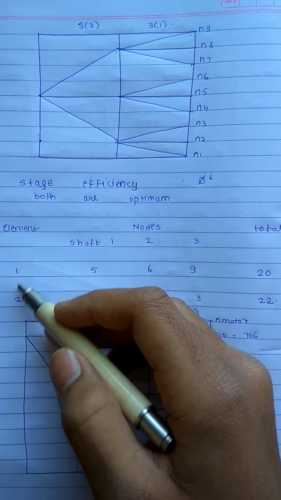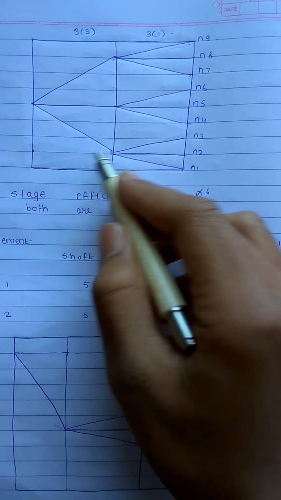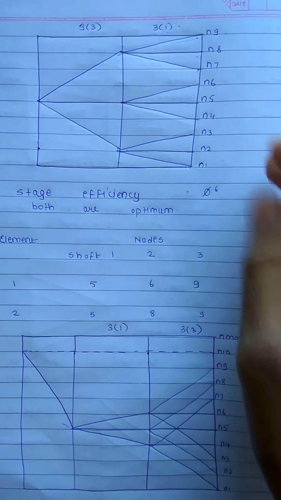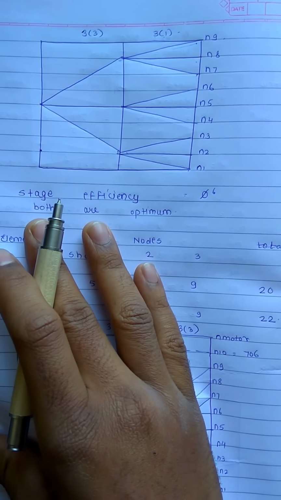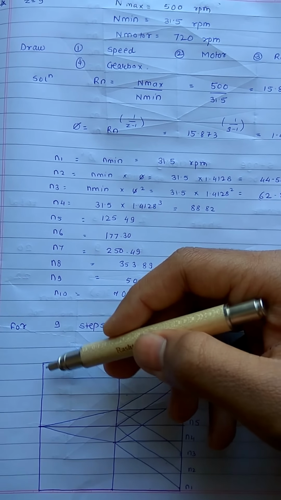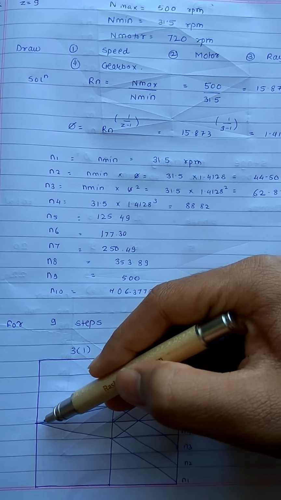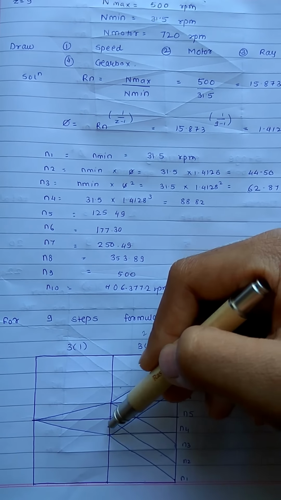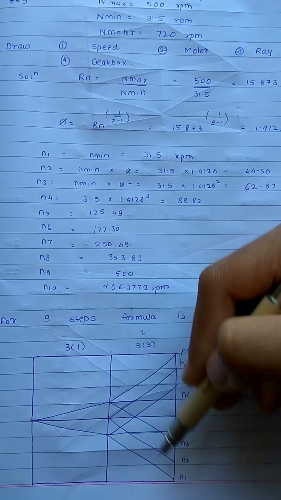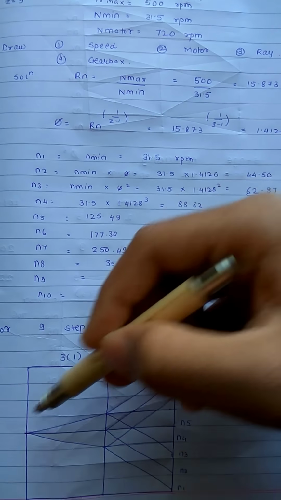I took element 1 and 2, that is first diagram, second diagram, shaft 1, shaft 2, shaft 3 and the total number of nodes. For shaft 1, let's see what all are given. The nodes on the first shaft are 1, 2, 3, 4 and 5. So there are 5 nodes on the first shaft, 6 nodes on the second shaft and the last is 9th node, that is on the third shaft.